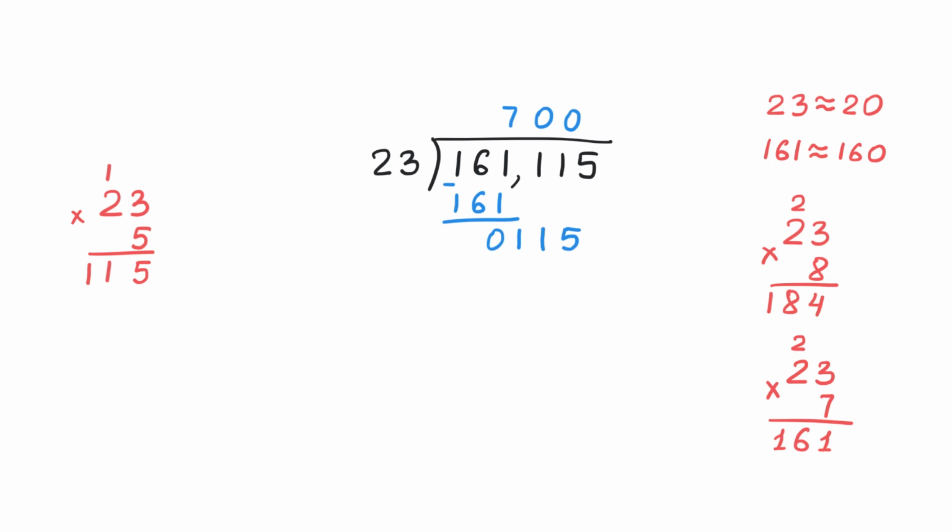Then let's write 5 above this 5. So we will write 5 next to 0, and then 5 times 23 is 115. Then 115 minus 115 will be 0. So in this problem, we divided 161,115 by 23 and we got 7,005.